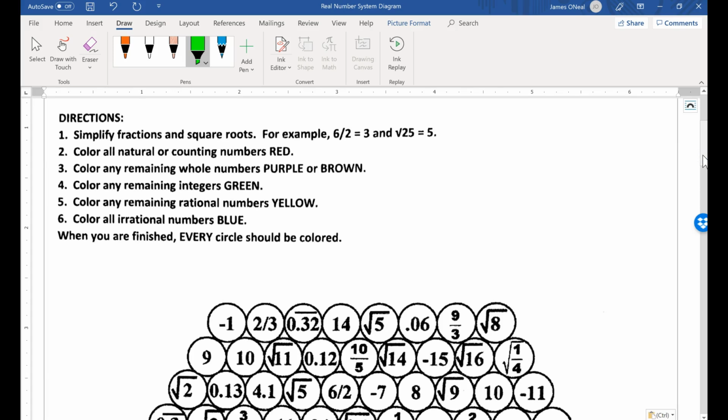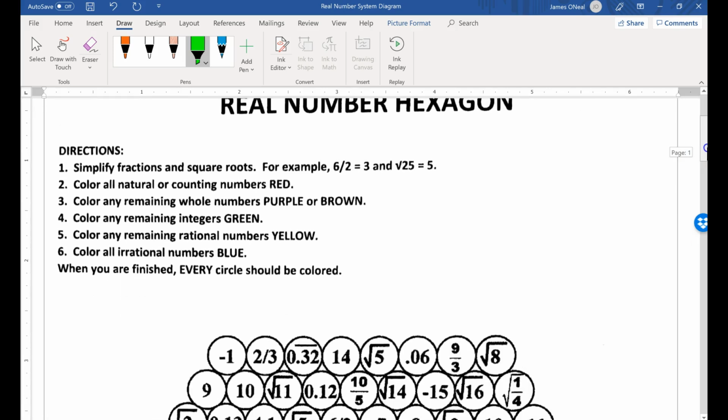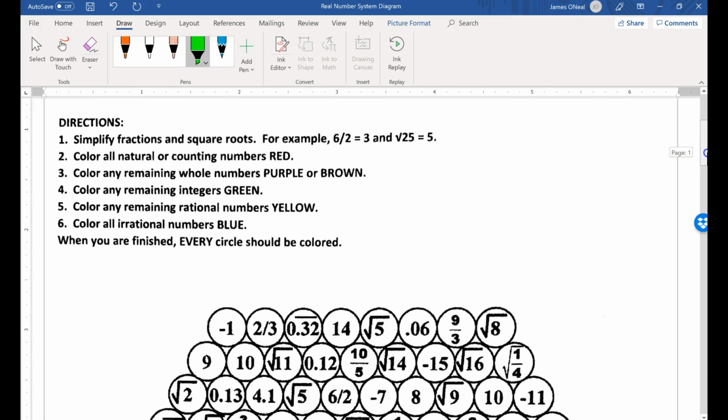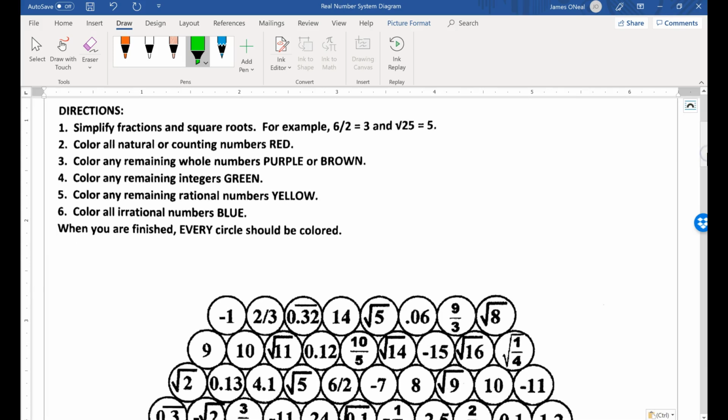Anyway, simplify fractions and square roots. Are the directions right here? Yeah, directions. Color all natural or counting numbers red. All right. Oh, sorry. This is very important because y'all forget this. It says simplify fractions and square roots. For example, 6 over 2 is 3 and the square root of 25 is 5. So before you begin, I will go through and simplify all of the perfect squares and all of the fractions that can be simplified.